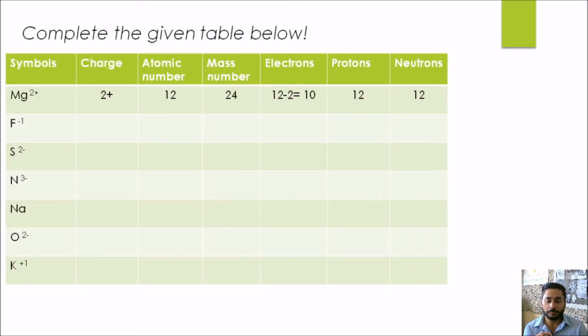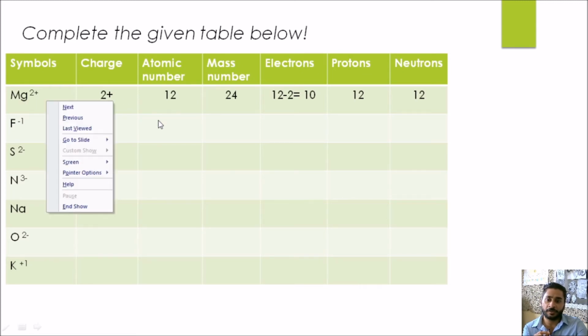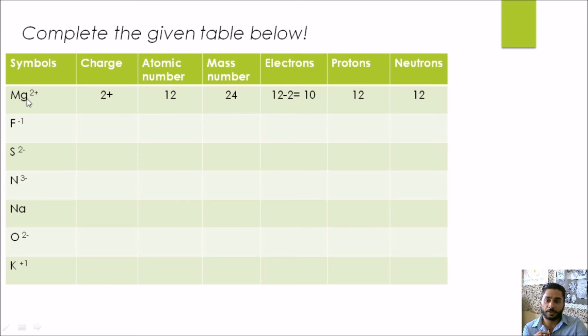Let's complete the table. I have already provided you the first example, which is Mg2+. The charge on Mg2+ is, as you know, 2+. The atomic number is 12 because Mg is the 12th element of the periodic table. So the atomic number is 12, the mass number is 24. You should know atomic number and mass number by yourself.